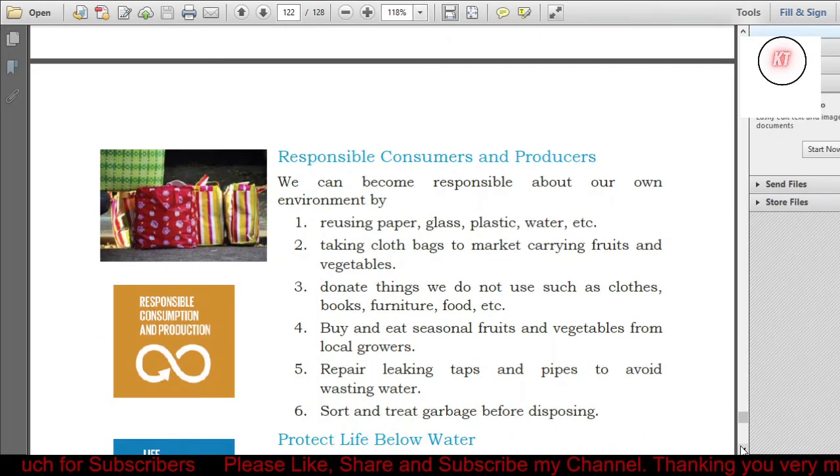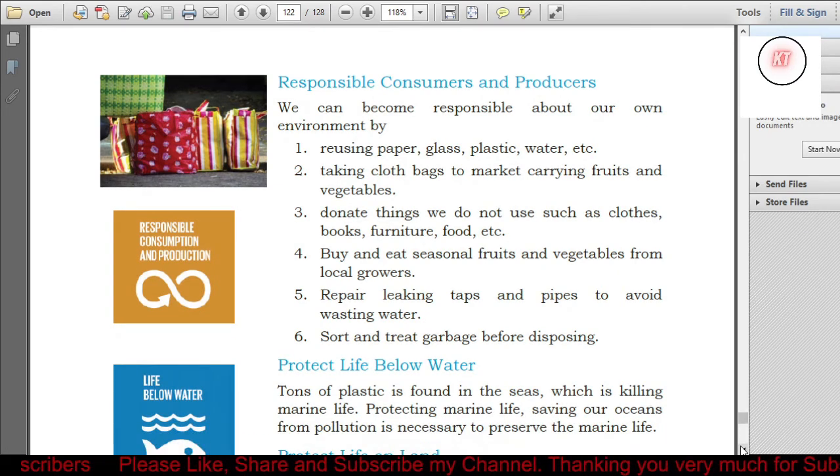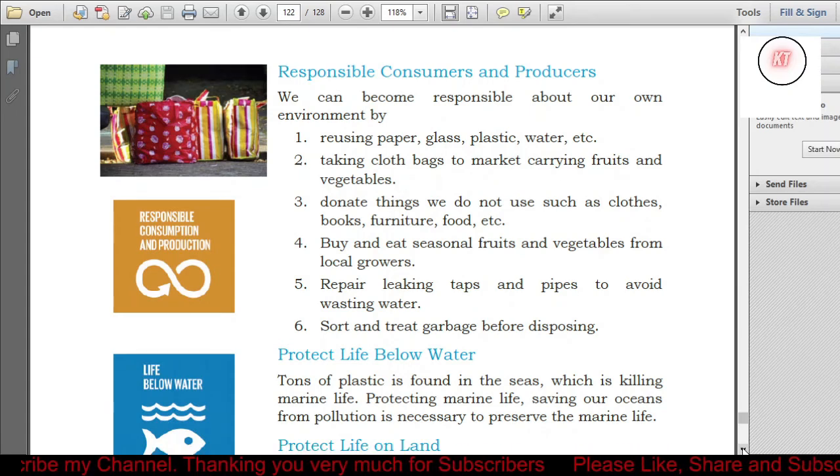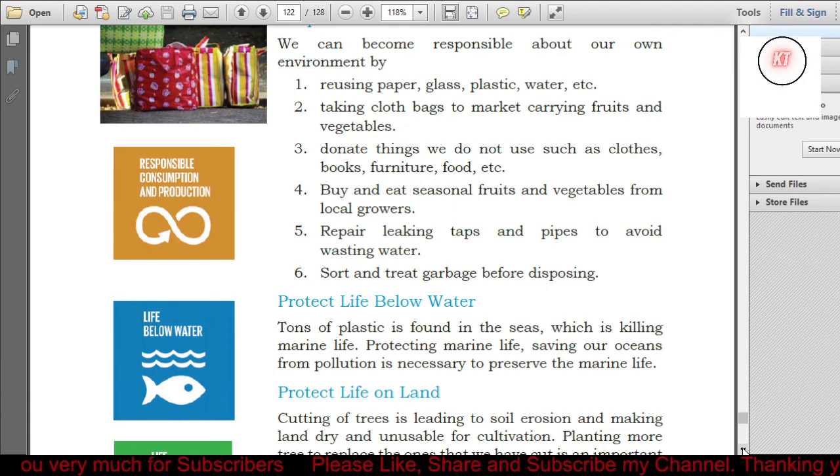Responsible consumers and producers. We can become responsible about our own environment by reusing paper, glass, plastic, water, etc. Take cloth bags back to the market for carrying fruits and vegetables. Donate things we do not use such as clothes, books, furniture, food, etc. Buy and eat seasonal fruits and vegetables from local growers. Repair leaking taps and pipes to avoid wasting water. Sort and treat garbage before disposing.